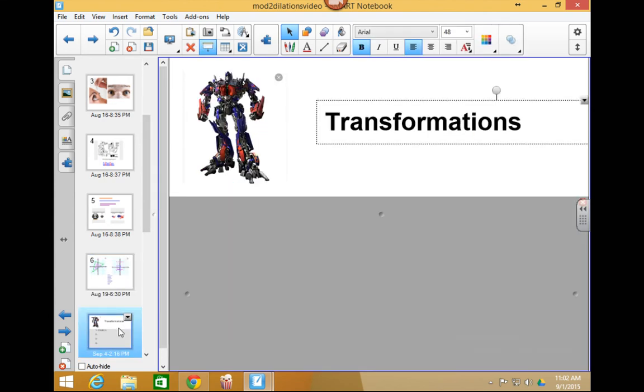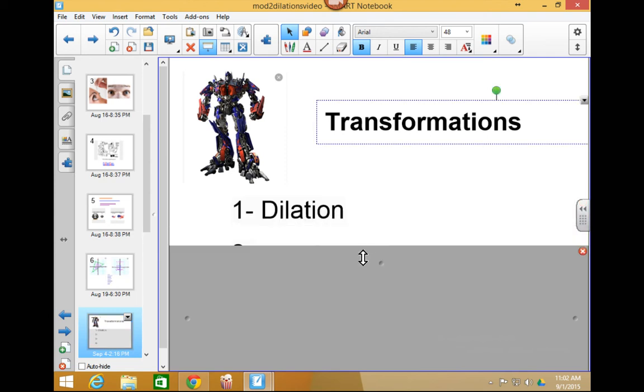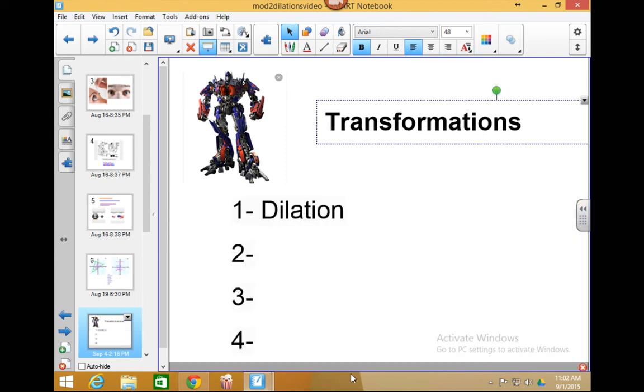This entire unit is called transformations. When you think of a transformer, you think of changing it into something else, and that's exactly what this unit is about. It's about changing things into something else. We're going to learn about 4 transformations, and our first one is dilation.